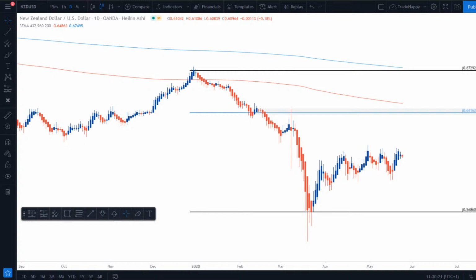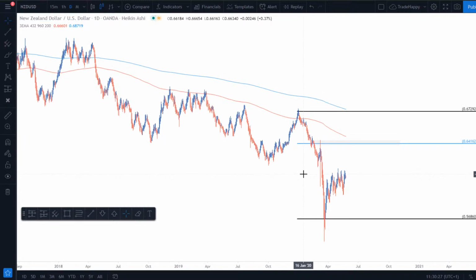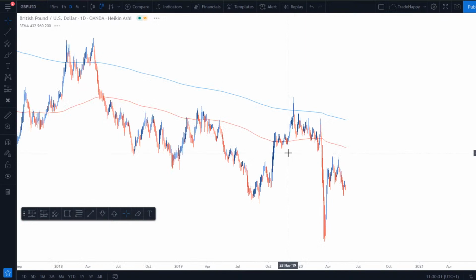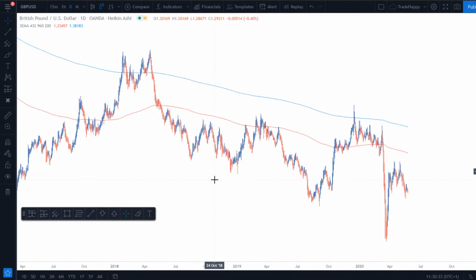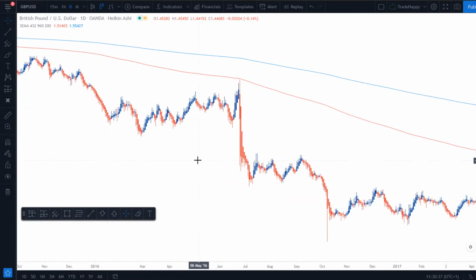Hello traders, and we are going to be doing some daily time frame analysis and hopefully going to be getting into some games later as well. So yeah, we're having a look at GBP/USD on the daily, just testing out a new strategy really.